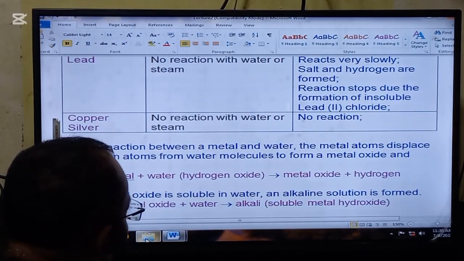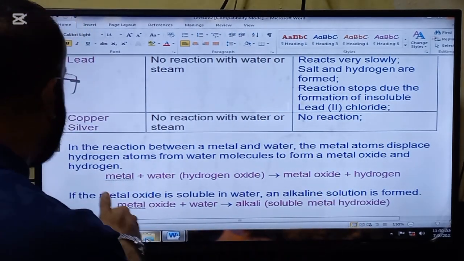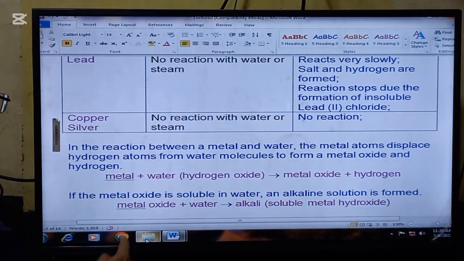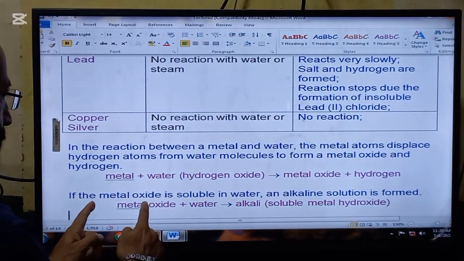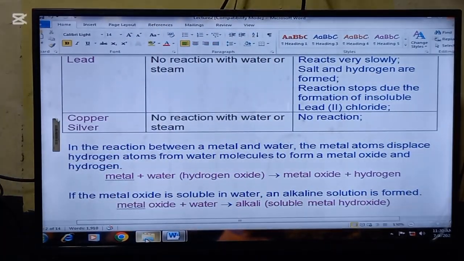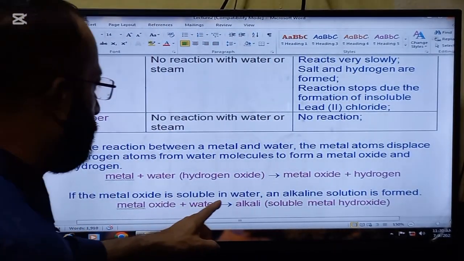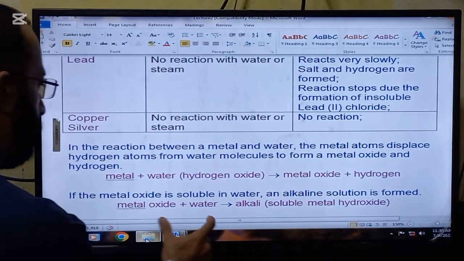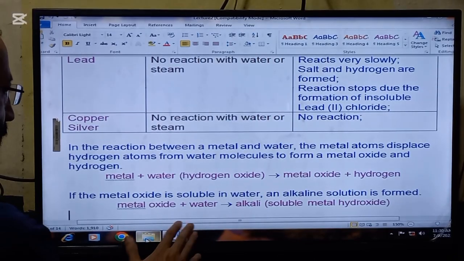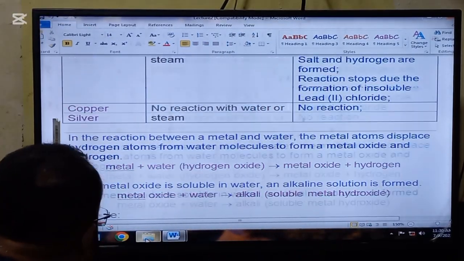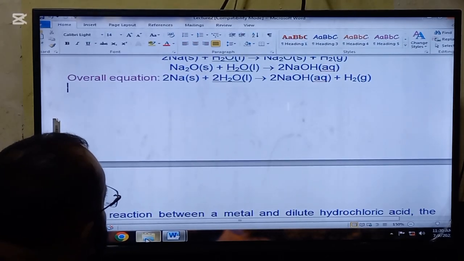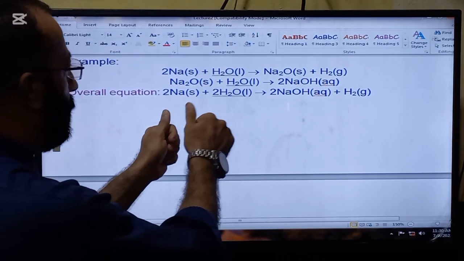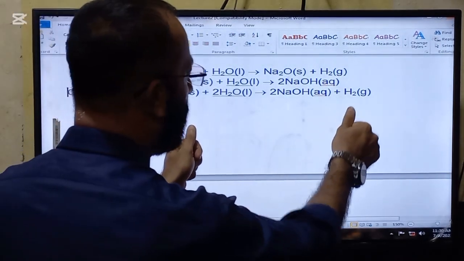In the reaction between the metal and water, the metal atoms displace hydrogen atoms from the water molecule to form metal oxide and hydrogen. So look now, when metal and water react with each other, metal oxide and hydrogen are formed. If the metal oxide is soluble in water, an alkaline solution is formed. So when this metal oxide is dissolved in water, if it is soluble, then alkali is formed. An example is here: 2Na + 2H2O forms 2NaOH + H2.